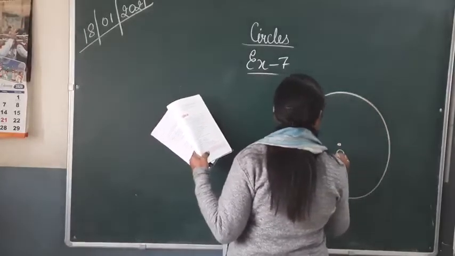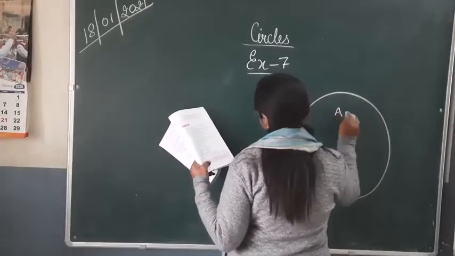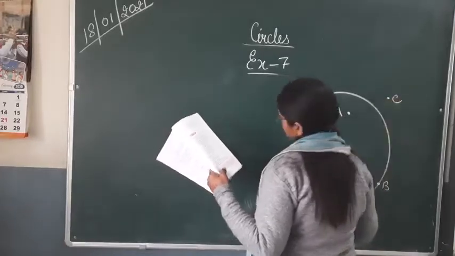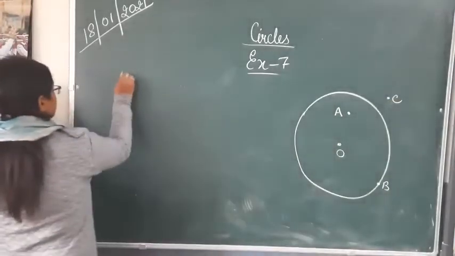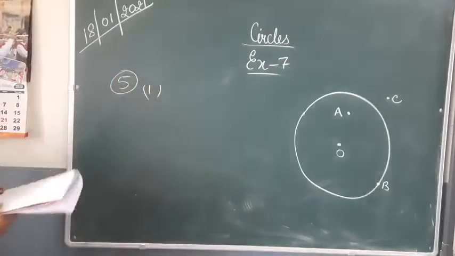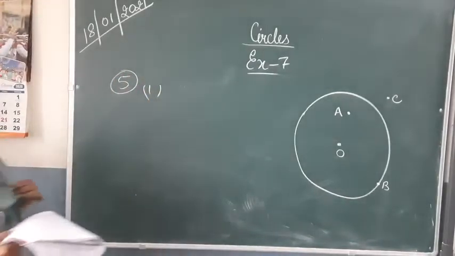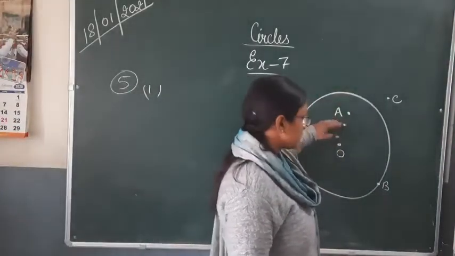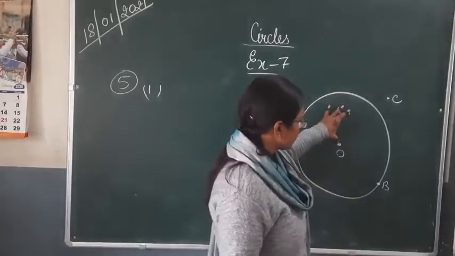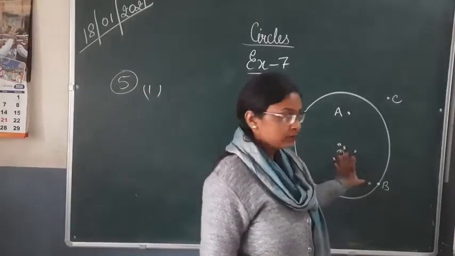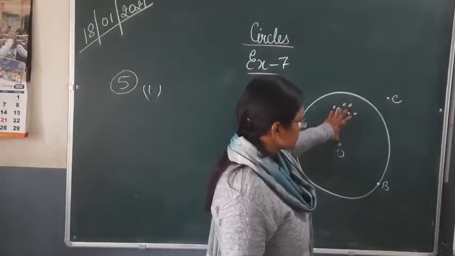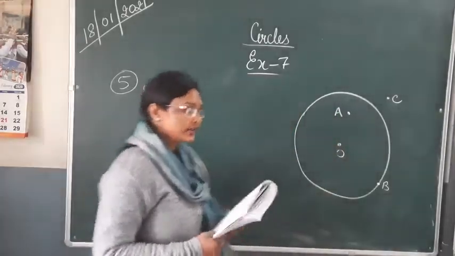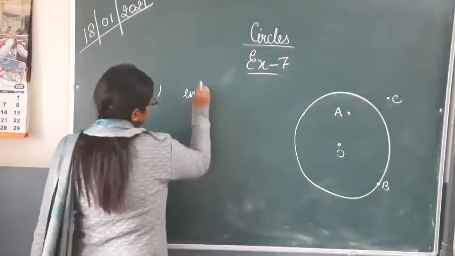This is center O, point A, point B, which is on the circle, and there is point C which is outside of the circle. So what is said in the question? Question number 5, fourth part is, the point A is an dash point of the circle. Okay, we can see that this point A is inside of the circle, plus length of OA is smaller than OB. Okay, OA is this much and OB is this much. So this point A is interior of the circle. So it will be interior.